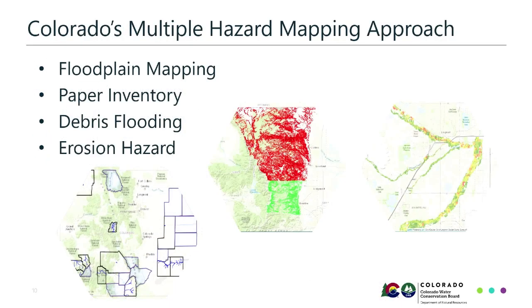CHAMP also included other hazards as well, including debris flow and erosion hazards. The CWCB has a robust erosion hazard mapping program and has conducted pilot projects across the state.